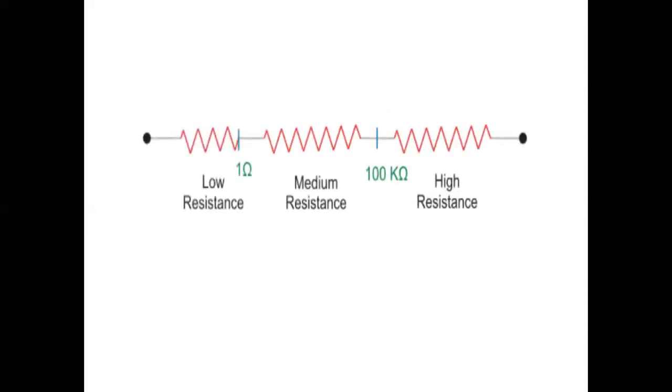Next, classification of resistance. The value of resistance which is less than 1 ohm, that is 0 to 1 ohm, is called low resistance. The value of resistance between 1 ohm to 100 kilo ohm is called medium resistance. And the value of resistance which is higher than 100 kilo ohm is called high resistance.